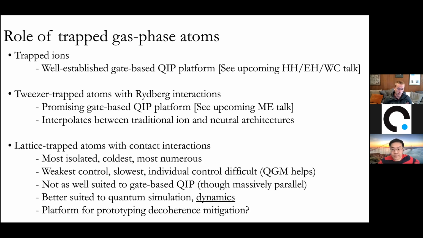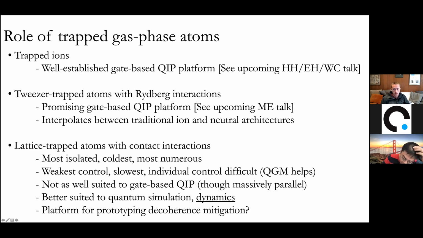Finally, the thing that I work on mostly in my group, along with Dan as well, is atoms that are neutral and trapped in a lattice and not in Rydberg states. And these are the kind of the most isolated of all these different flavors of trapped gas phase atoms because they interact so weakly with everything else. For a similar reason, they're the coldest, and you can get the most of them jammed into one place. So those all, I think, could be thought of as benefits. On the other hand, we have the weakest control over them for all the same reasons. Their evolution is the slowest. And it can be difficult to control them on an individual level because there are a large number of them.